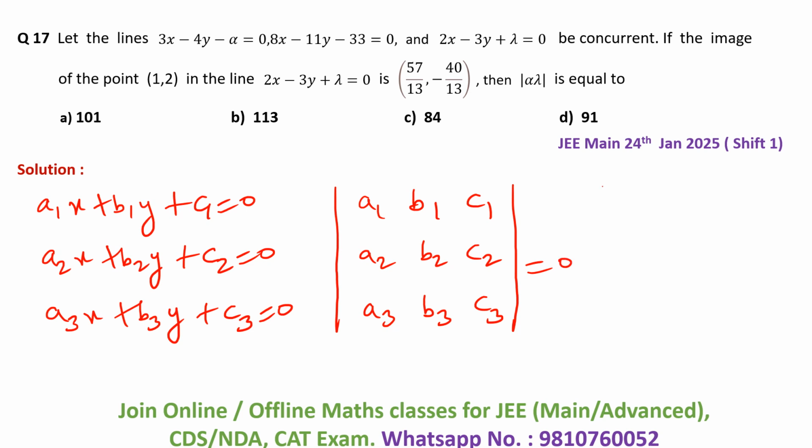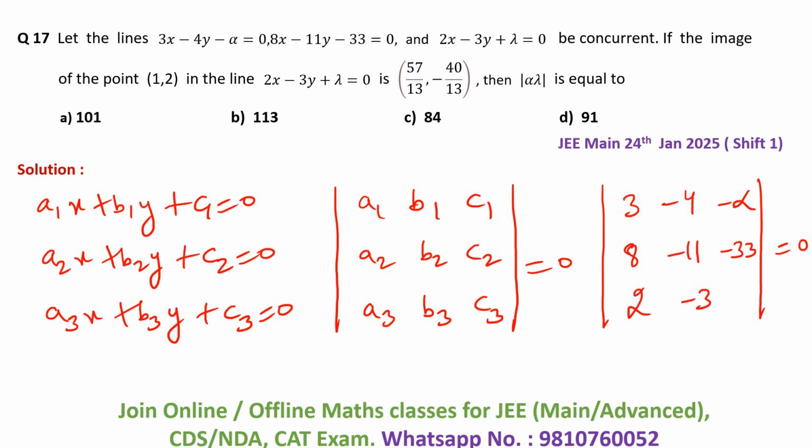Students, just put in the values of a1, b1, c1, a2, b2, c2, a3, b3, c3 in this determinant, and now you will be getting a linear equation in terms of alpha and lambda. So here I will be having 3, minus 4 and minus alpha. In the second row it is 8, minus 11, minus 33. In the third row it is 2, minus 3 and lambda. Now let's solve this determinant and get the equation.